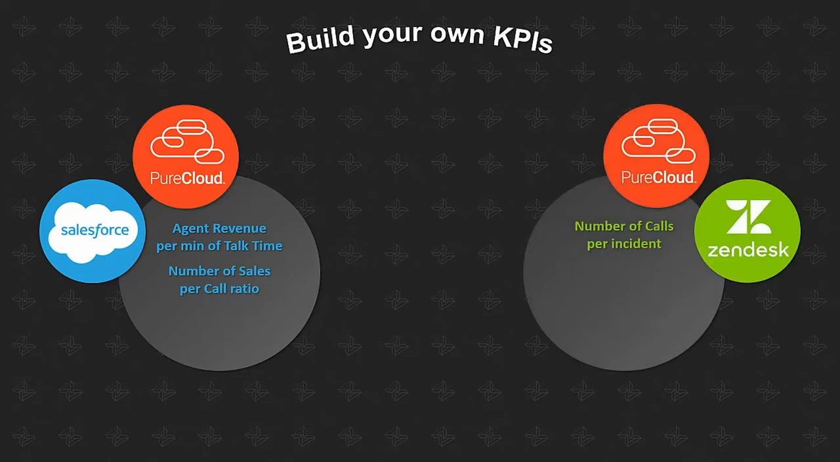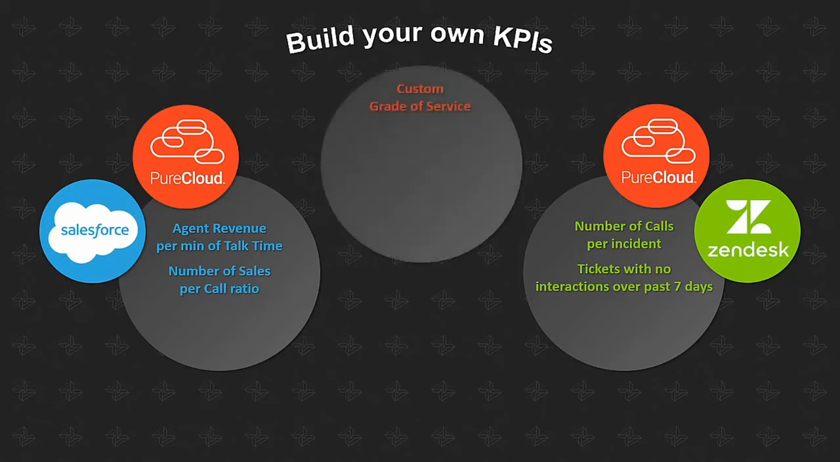You could perhaps have a KPI which was the number of calls per incident or tickets with no interactions over the past 7 days. Even forgetting about the other data sources, you can create your own custom KPIs just from the PureCloud data itself. So maybe it's a custom grade of service or abandonment rate where you disregard all abandoned calls before 30 seconds. Maybe it's your own flowout calculation.